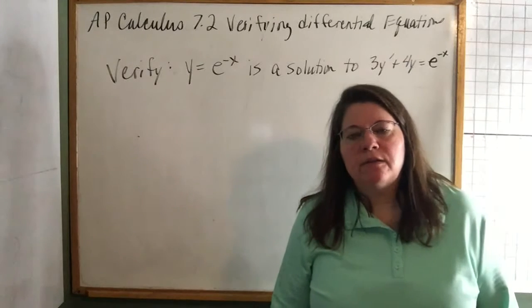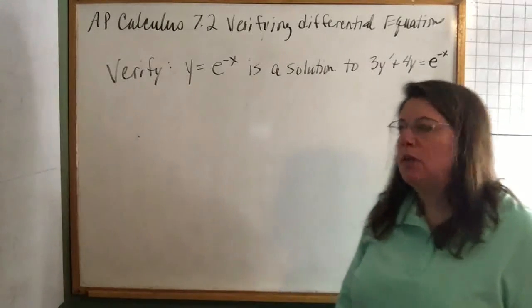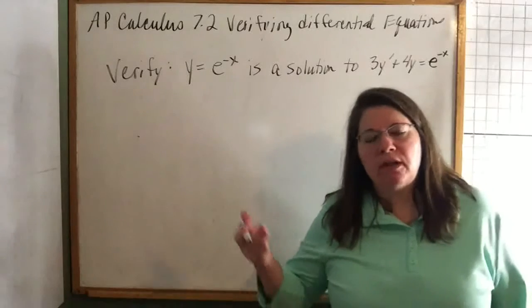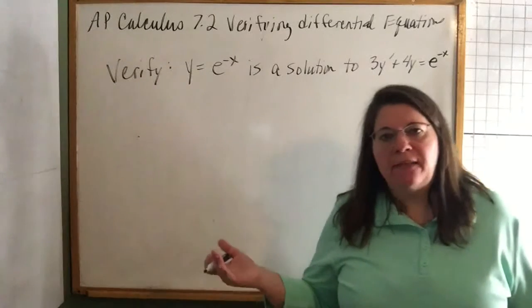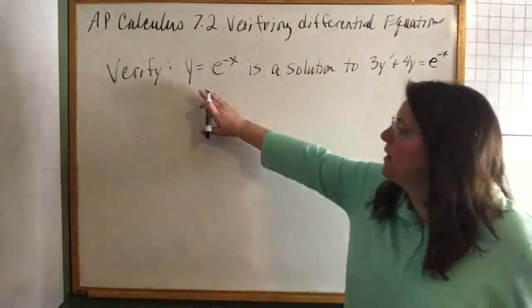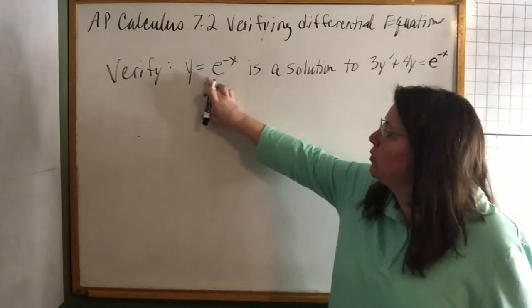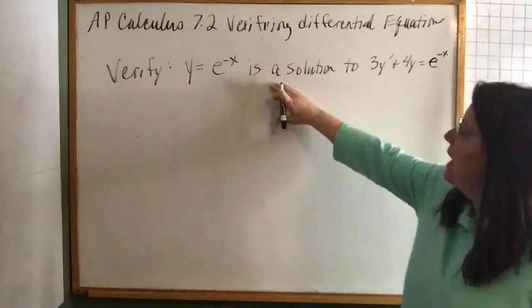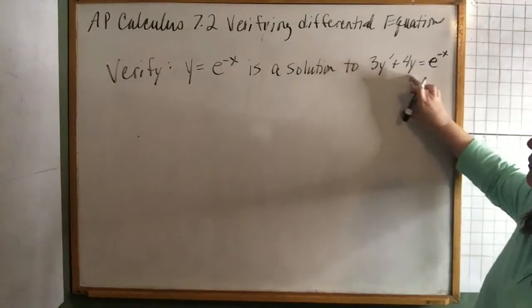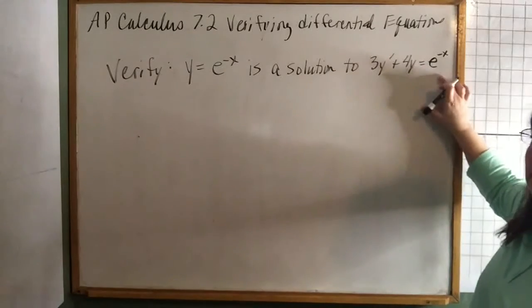This is AP Calculus 7-2, and in this section we are going to verify differential equations. They will give us a specific differential equation and ask us to verify that something is true. In this one they say verify that if y equals e to the negative x, that is a solution to 3y prime plus 4y equals e to the negative x.